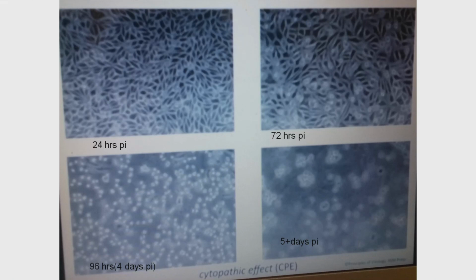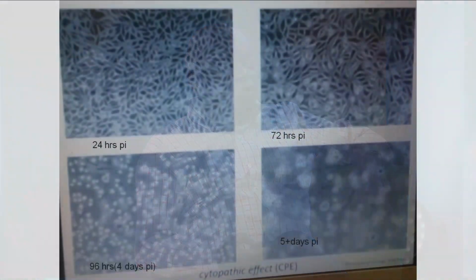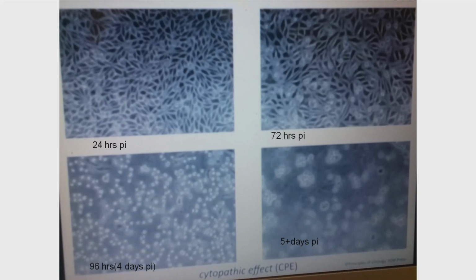But what actually is going on? The nucleic acid is being replicated. At 72 hours post-infection, what do we see now? All those white spots are what we call the cytopathic effect. The effect of viruses on cells is called cytopathic effect. We see it at 72 hours, but it's more pronounced after 96 hours.